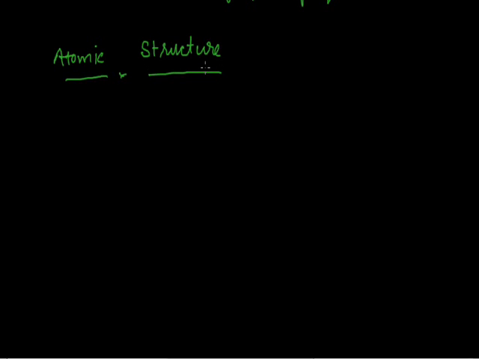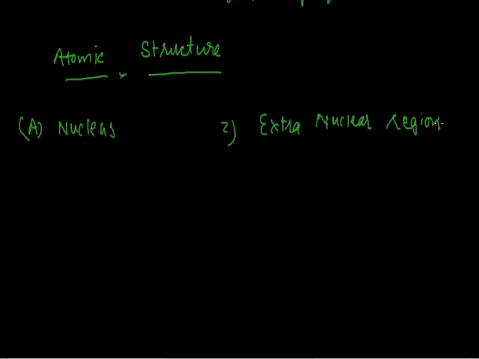An atom consists of two parts, the nucleus and the extranuclear region. The nucleus is situated in the center of the atom, and all the protons and neutrons are situated in the nucleus. So we can see the nucleus has protons and neutrons, and the number of protons and neutrons is collectively known as nucleons. The entire mass of the atom is almost concentrated in the nucleus. The overall charge of the nucleus is positive due to the presence of positively charged protons, and neutrons are chargeless particles.